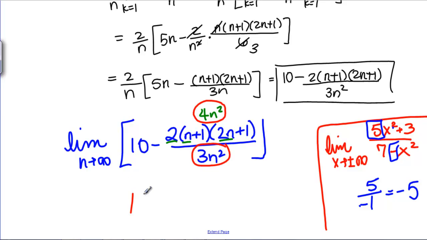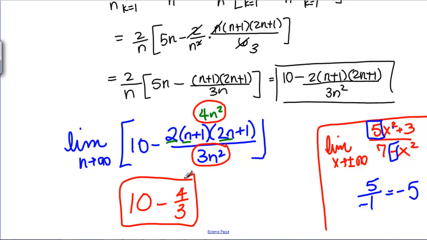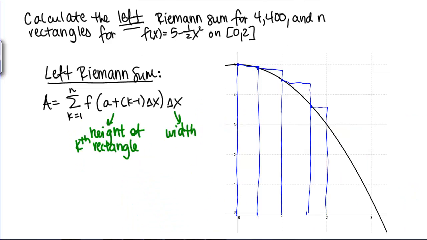So this limit becomes 10, because it doesn't have any n's in it, minus 4 over 3. And that's the exact value of the area that we were trying to find. If we simplify this a little bit, this is 8 2/3. Now let's try this one more time.